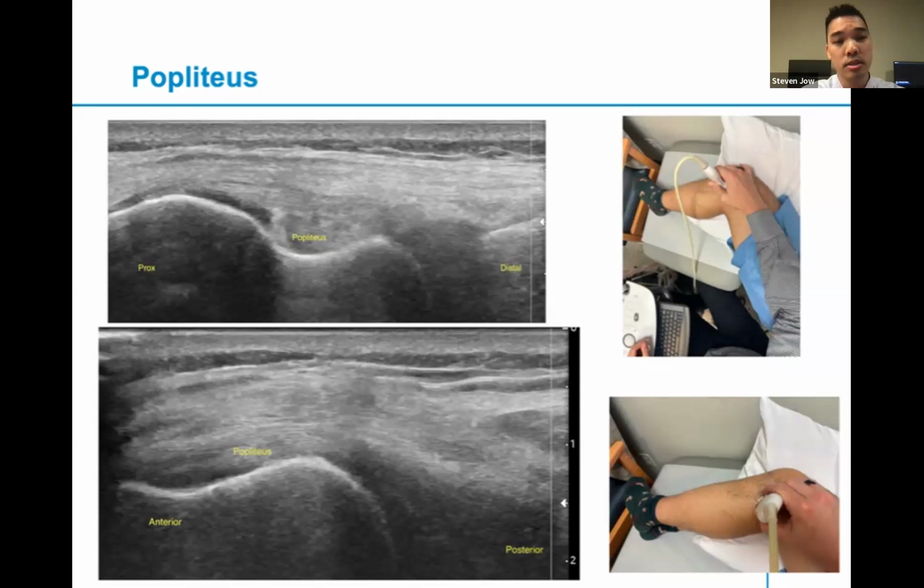The top image is the popliteus tendon in short axis, and the bottom image is capturing the popliteus in long axis. So here we can also see the rotation of the transducer required to capture the popliteus in long axis.